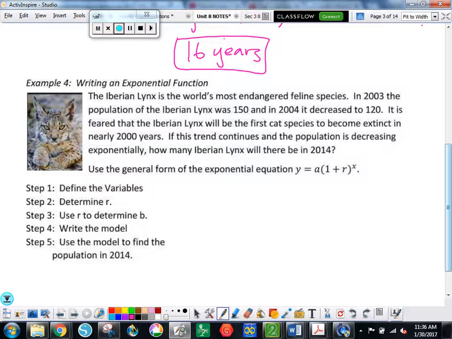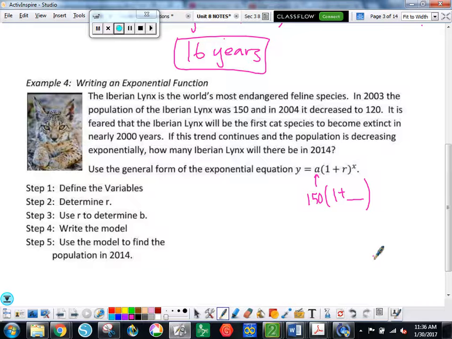Let's read. It's feared that the lynx will be the first cat species to become extinct in nearly 2,000 years. If this trend continues and the population is decreasing exponentially, how many Iberian lynx will there be in 2014? So the first thing we need to know: do we know A? What's the initial amount? 150. Times 1 plus, do we know R? We need to figure that out, but we're going to skip that part for a second. Do we know X?